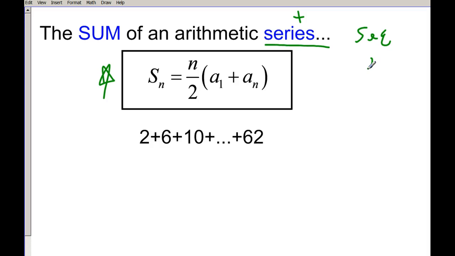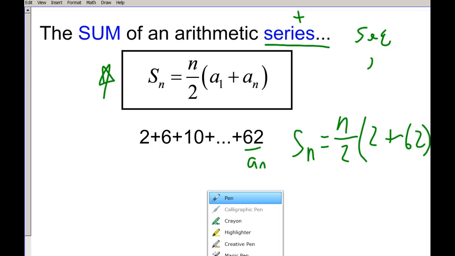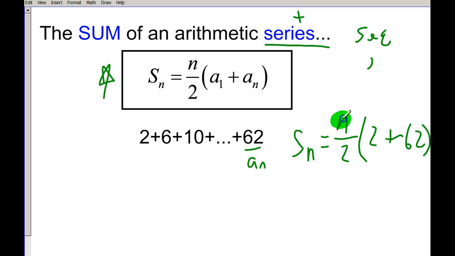So the problem with this formula is I really need, in this case, I can start plugging in and say S sub n equals n over 2. Well, I don't know what n is, so I'm just going to write n over 2 times a sub 1. I know the first term is 2. I know the last term, a sub n, is 62. The problem is I really don't know what this n is. So I want to find out n in the formula for this problem, and I can do that.